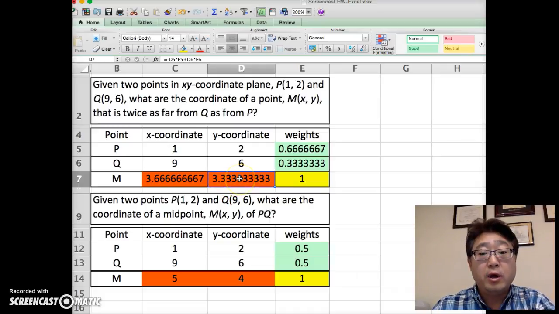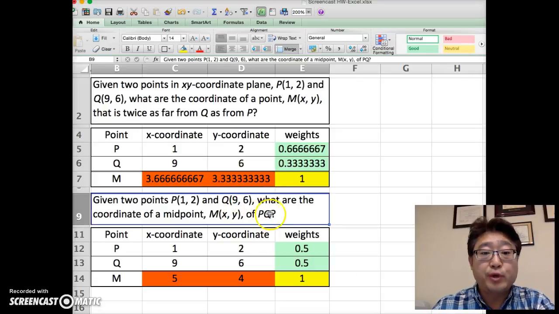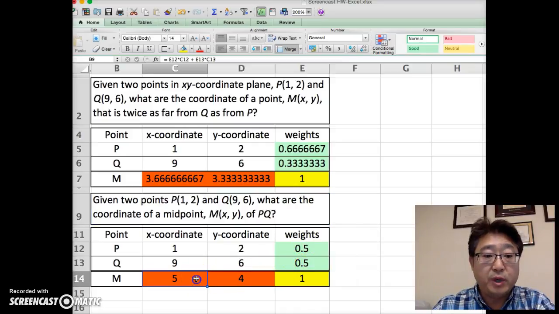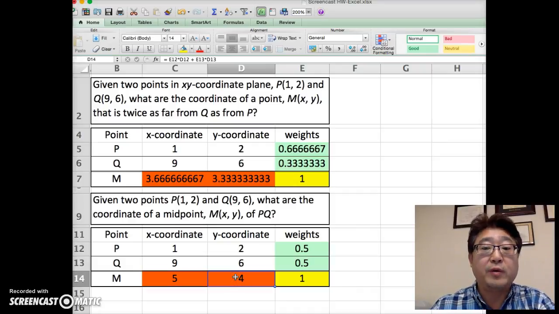Okay, now I hope you realize that this midpoint question is nothing but a very special case where the two weights happen to be the same and we get the midpoint, which is the average right in the middle. So hopefully from now on, without memorizing the formula, you'll be able to find any intermediate points between any two given endpoints. All right, that's it for today.